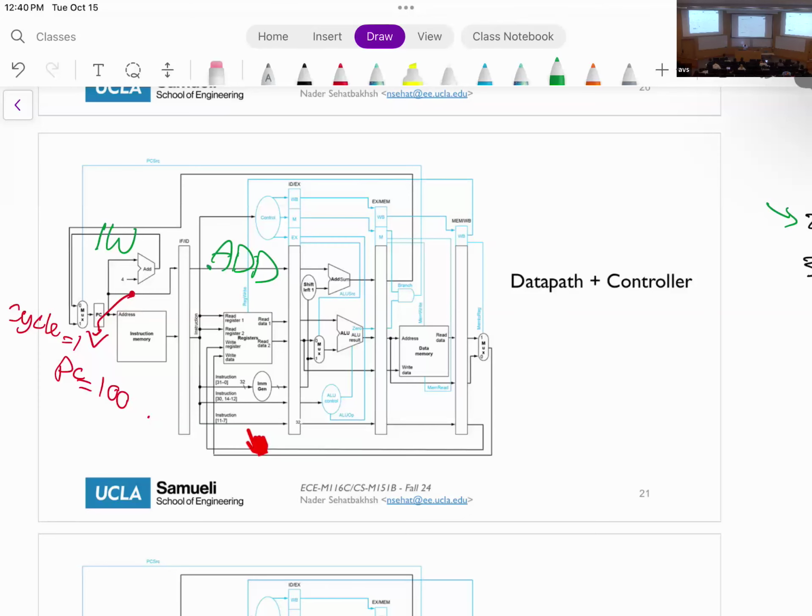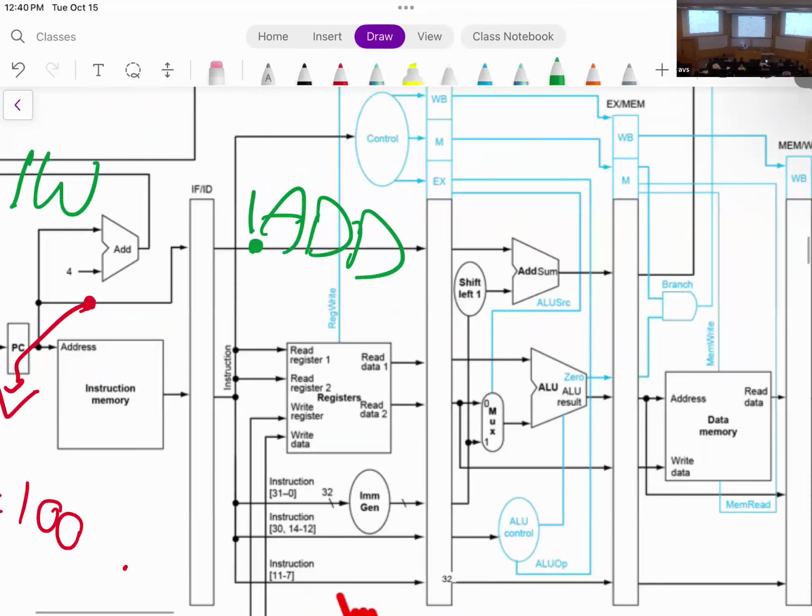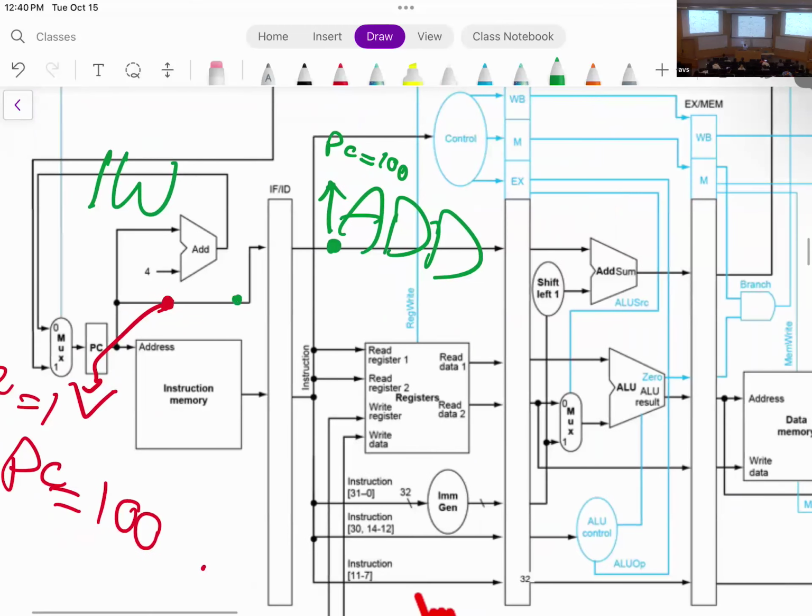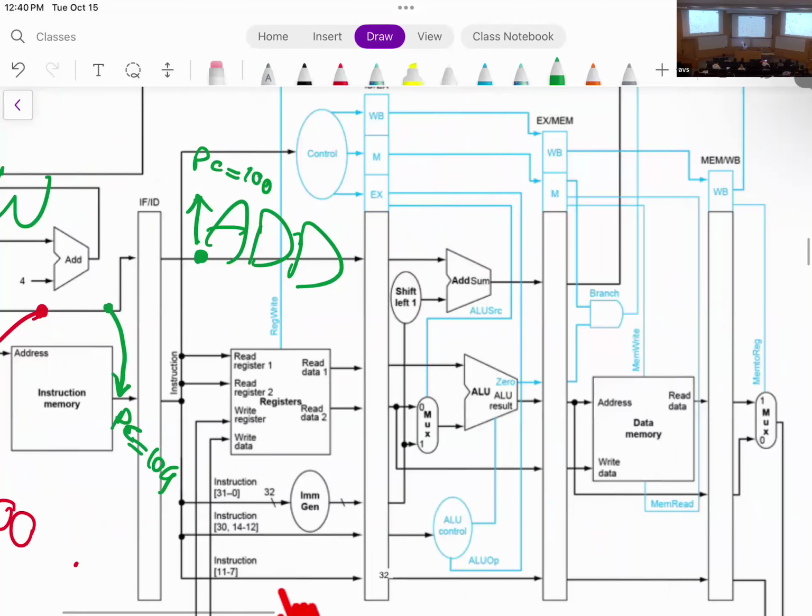Now if I look at this value here, this is still PC and this is still equal to 100, okay? Because this is the PC of the add instruction, which has now passed through the pipeline. But if I look at the PC here, this is the PC of the load instruction. This is equal to 104, okay? And then things continue. So now we go to the next cycle.